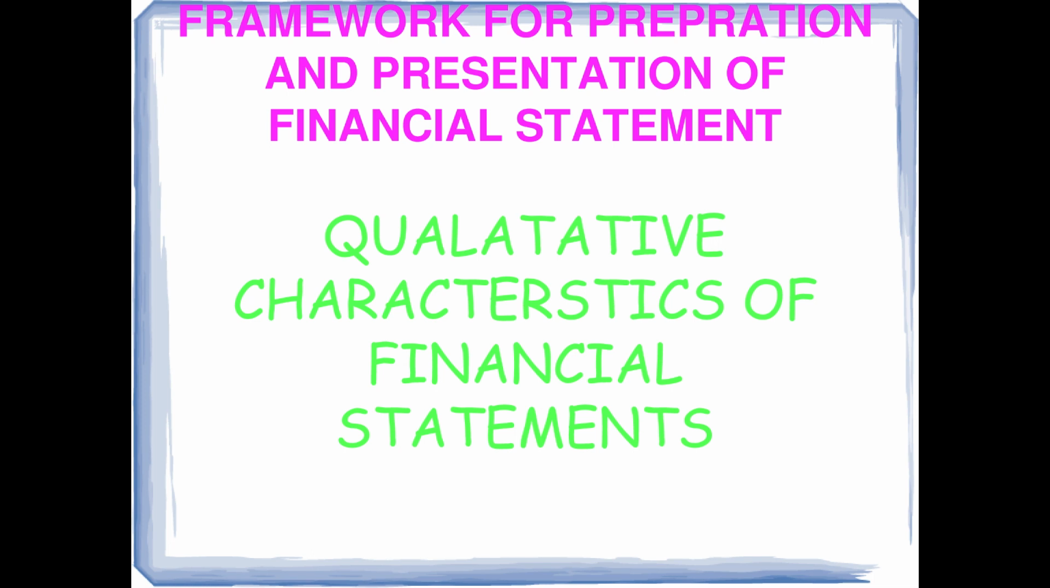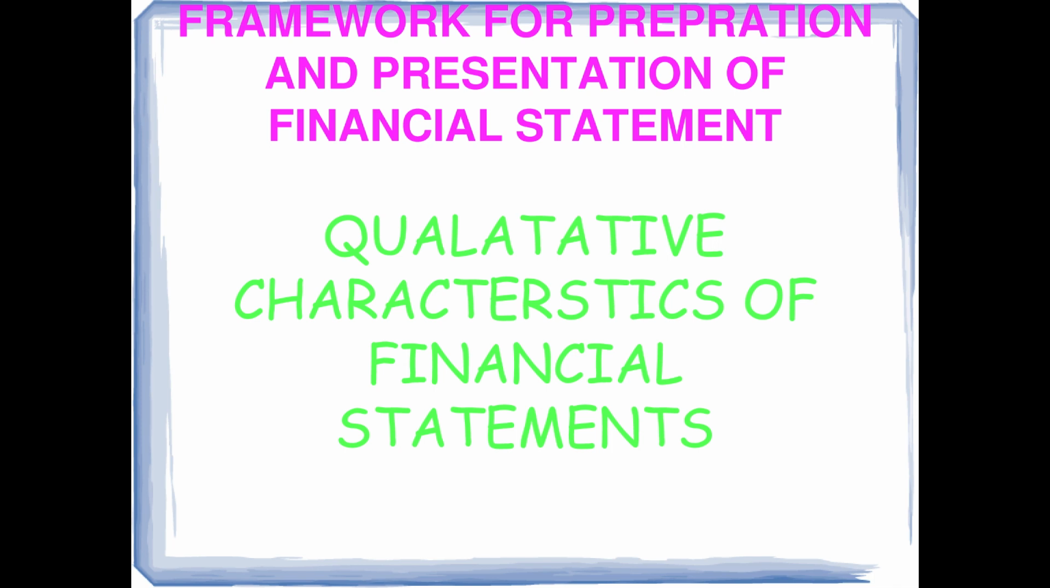Conversely, if reporting is delayed until all aspects are known, the information may be highly reliable but of little use to users who have had to make decisions in the interim. In achieving a balance between relevance and reliability, the overriding consideration is how best to satisfy the information needs of users. Balance between benefits and cost.